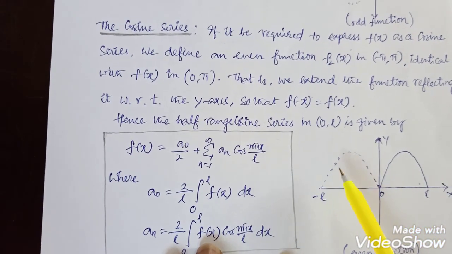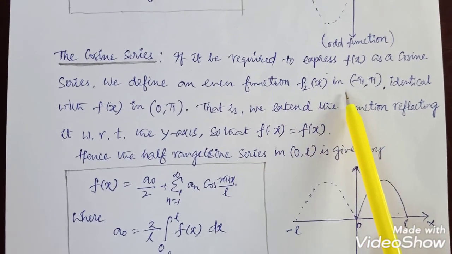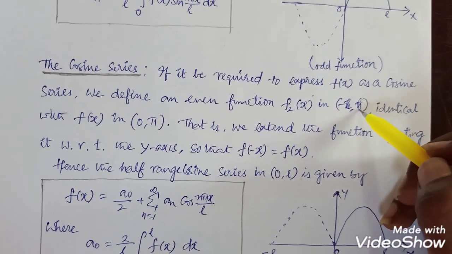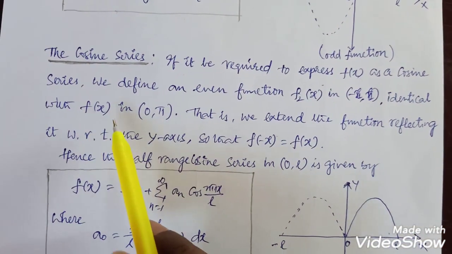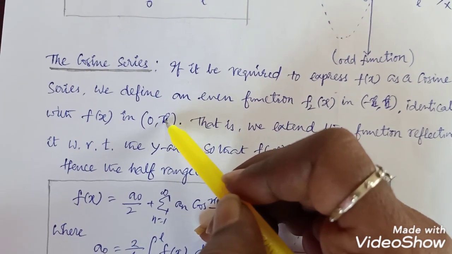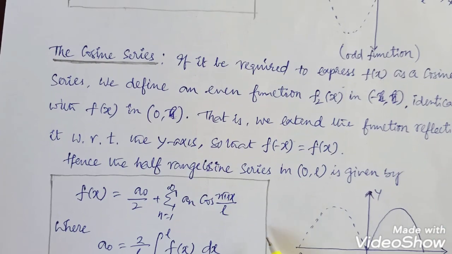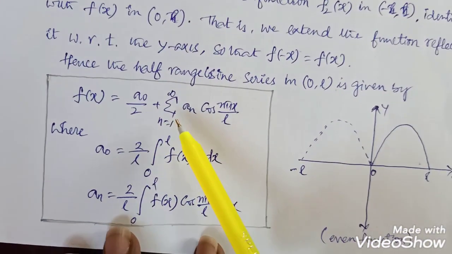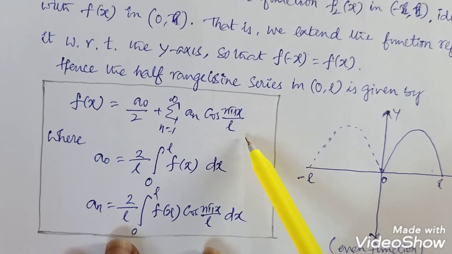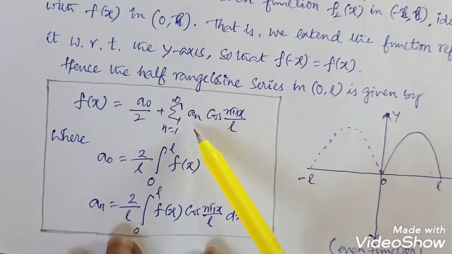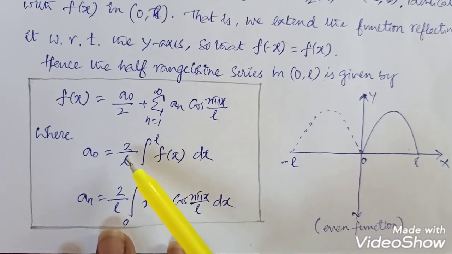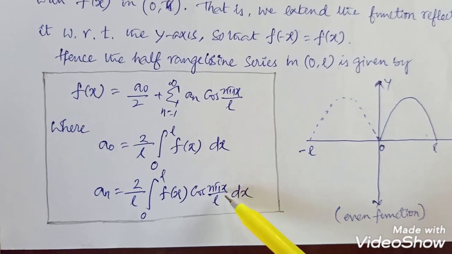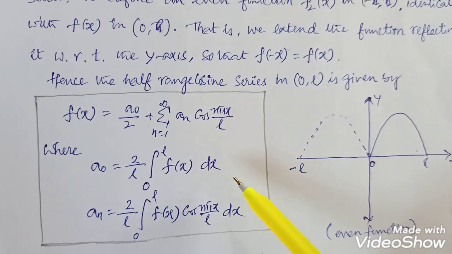We define an even function f2 of x in minus L, L, identical with f of x in 0, L. Hence the half range cosine series in 0, L is given by f of x equal to a naught by 2 plus sigma n equal to 1 to infinity a n cos n pi x by L, where a naught is equal to 2 by L integral 0 to L f of x dx, and a n is equal to 2 by L integral 0 to L f of x cos n pi x by L dx, which is the half range cosine series formula.